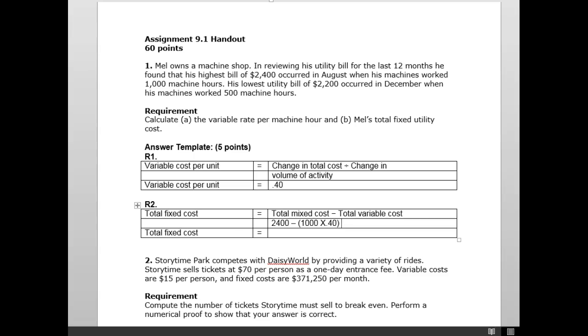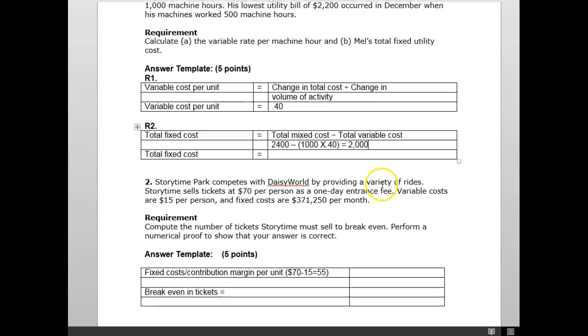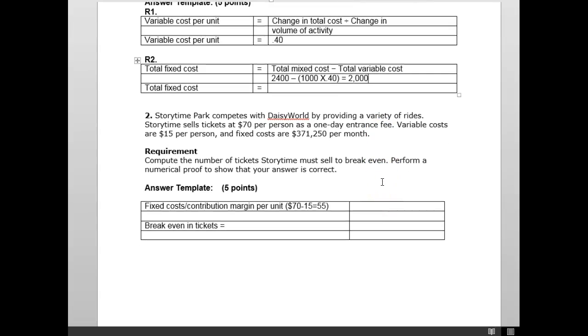And if we subtract that from the $2,400, we're going to come up with the total fixed cost. That fixed cost is always there. And obviously 1,000 times 40 cents is $400, so our fixed costs are $2,000. Now you know how to find the variable cost per unit, and you know how to find the overall fixed cost for the product. So now let's move on to something a little more interesting.